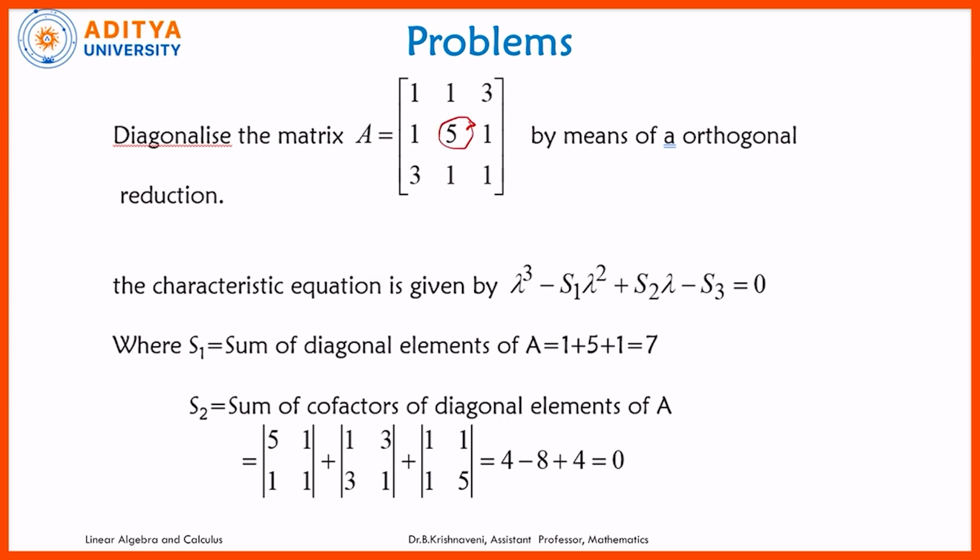Next is A22, that is the second diagonal element. In the same way, here again positive, and delete the row and the column containing that element. The determinant of the remaining elements is given by det of 1 3 3 1. Similarly, the cofactor of the last 1 is given by det of 1 1 1 5, which is equal to 4 minus 8 plus 4. We got that value is equal to 0.